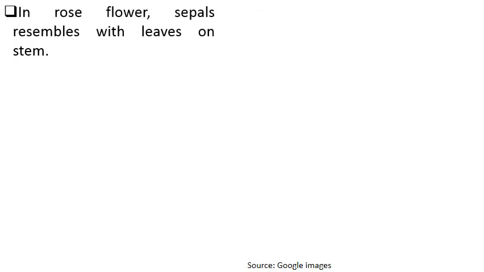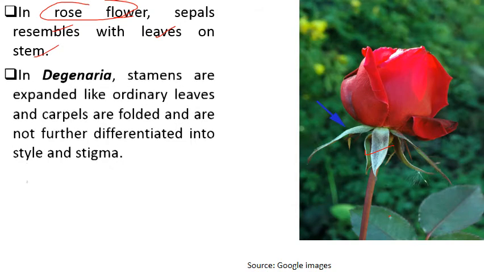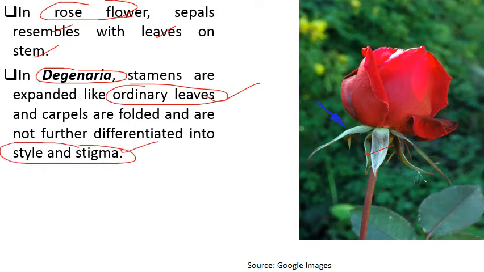In case of rose, these are some other points which support that flower is a modified shoot. In rose flowers, jo sepals hote hain, they resemble the leaf of stem. Sepals hain wo stem ke upar jo leaves lage hote hain, waise similarity show karte hain. In Degeneria, stamens are expanded like ordinary leaves, and carpels are folded and are not further differentiated into style and stigma. So ये भी view support करता है modified shoot nature of flower.